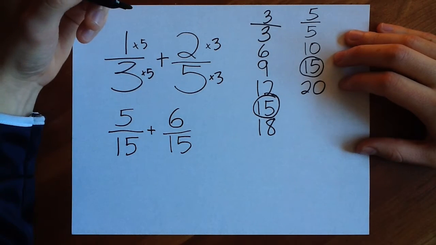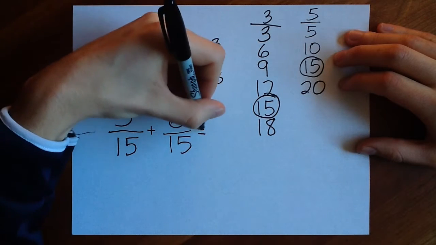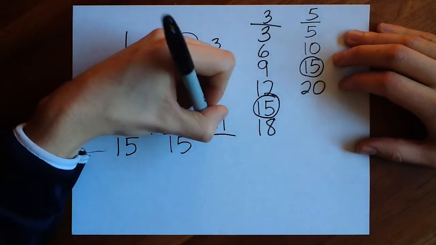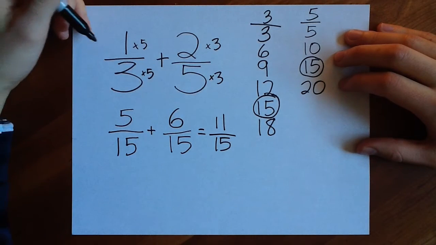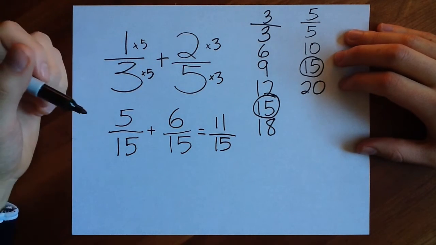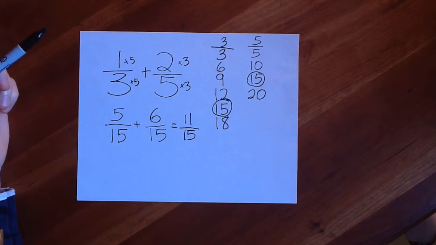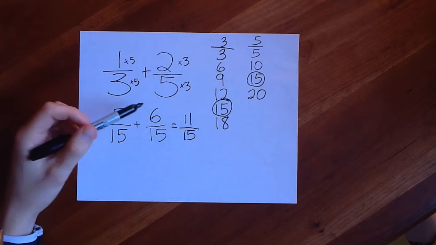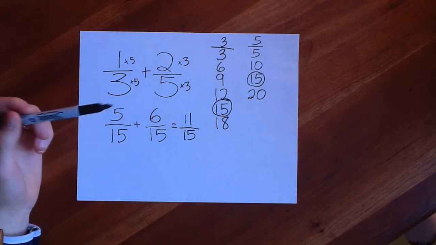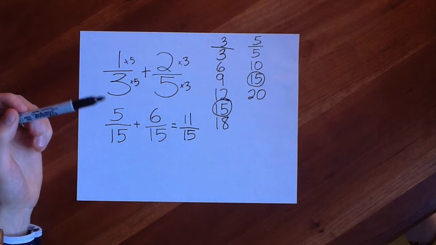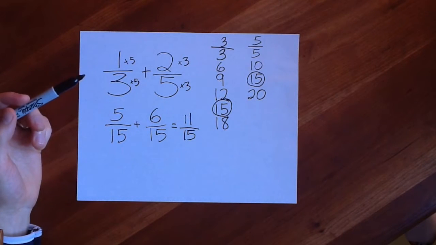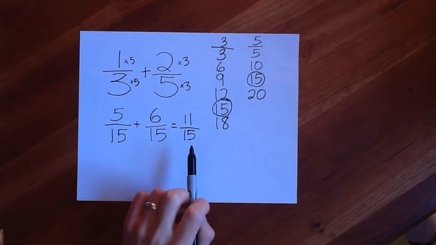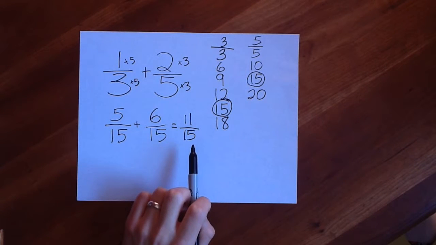Now we add. 5 plus 6 is 11 over our denominator of 15. We just finished step 3 of adding the fractions. 5 fifteenths plus 6 fifteenths equals 11 fifteenths. Do you remember step 4? It is reduce. Can we reduce 11 fifteenths? No, we cannot, so we are done.